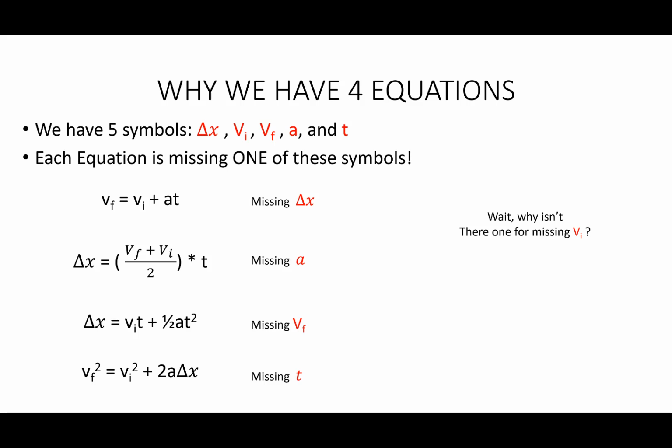And you might say to yourself, wait a minute, where's the one that's missing the initial velocity? And there totally is one. It's this, delta x equals vf t minus 1/2 a t squared, but it's not as helpful, so I'm not going to make you learn it.